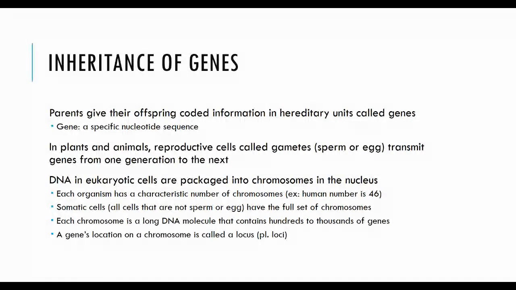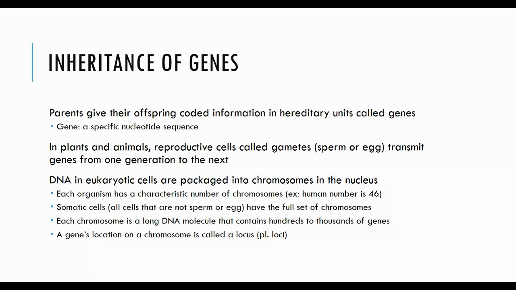Parents give their offspring coded information in hereditary units called genes. A gene is a specific nucleotide sequence that's found within a chromosome. In plants and animals, reproductive cells called gametes, meaning sperm or egg, transmit genes from one generation to the next.